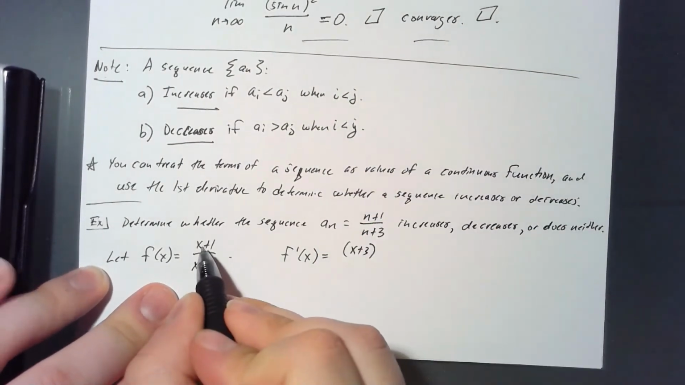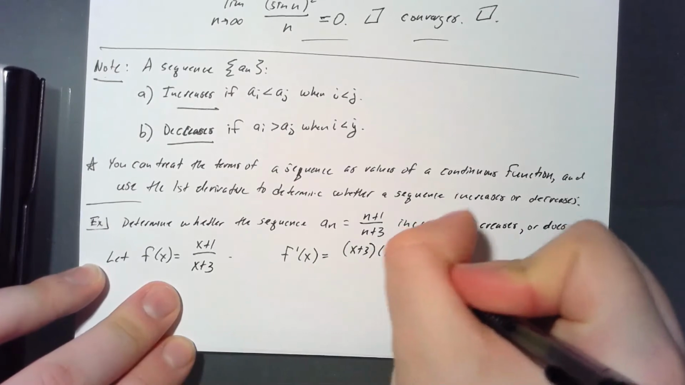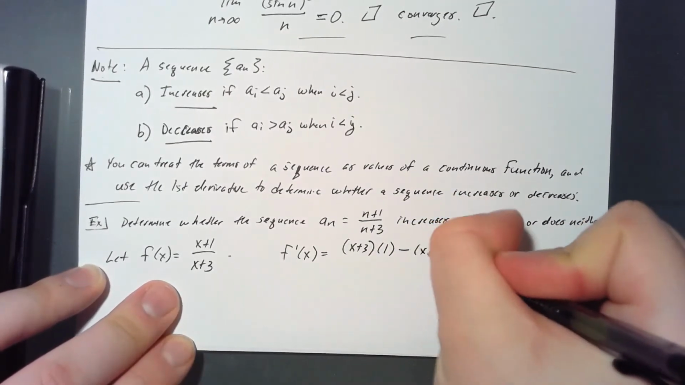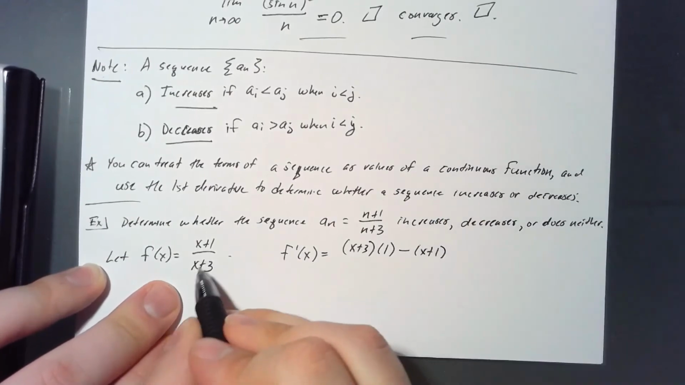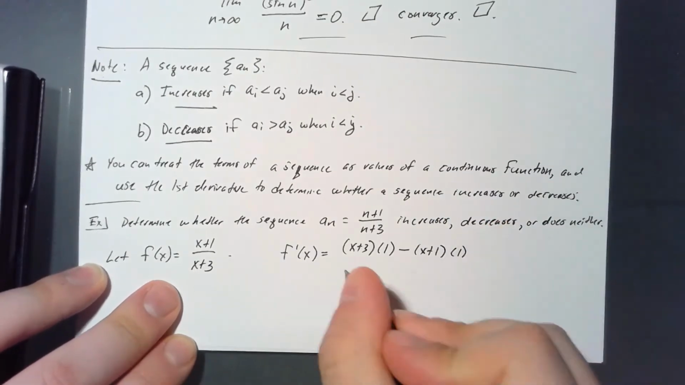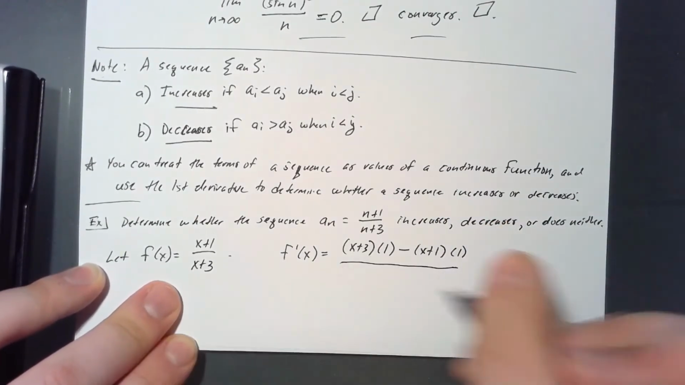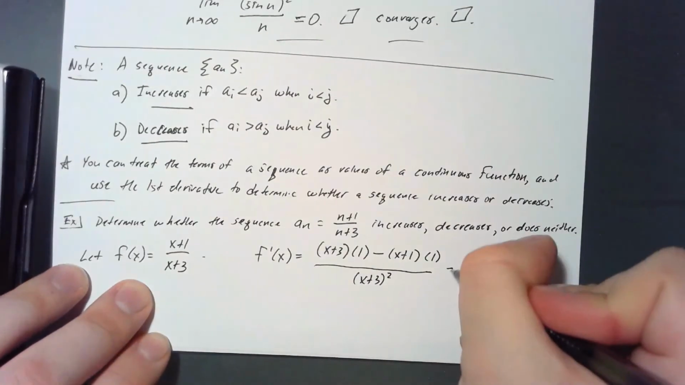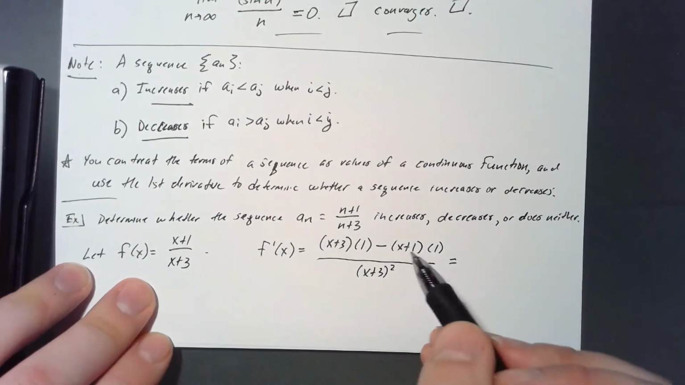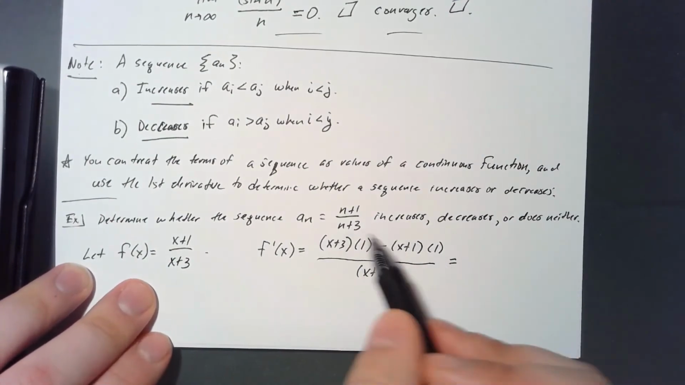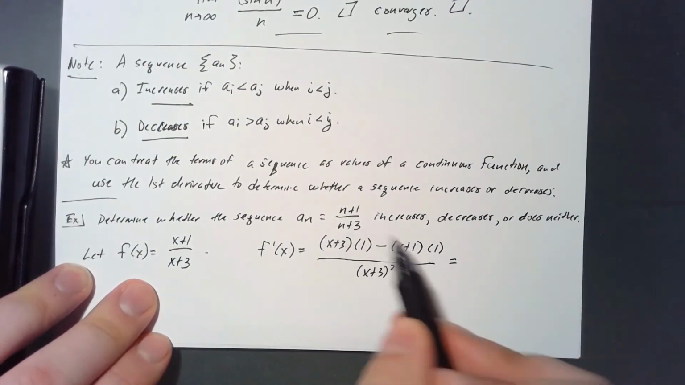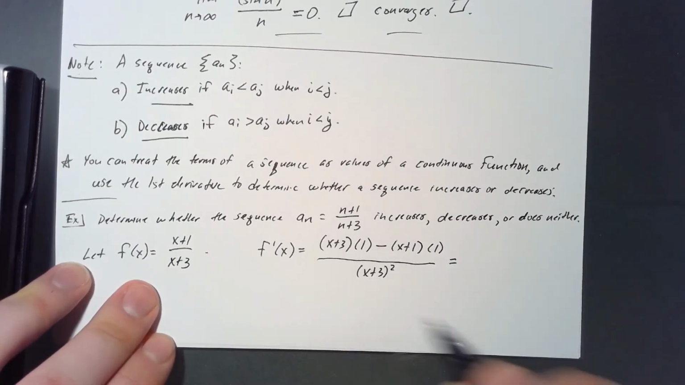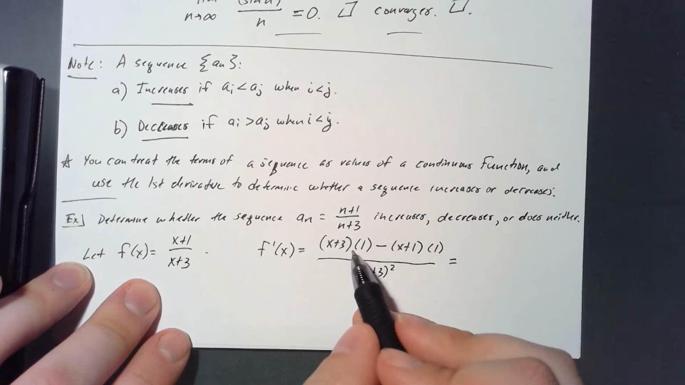D high, the derivative of x plus 1 is 1, so low d high minus high, which is the quantity x plus 1, times d low, which is 1, all over low squared, which is x plus 3 quantity squared. Now, looking at this, it's hard to see if this is positive or negative. You might have to do a little algebra here. Well, that's not bad.